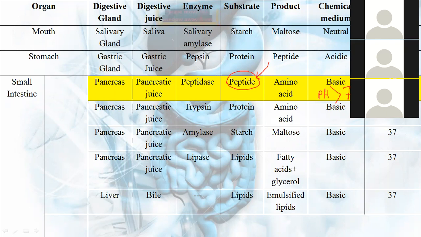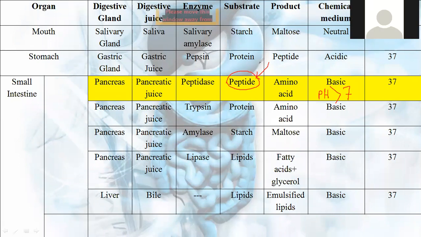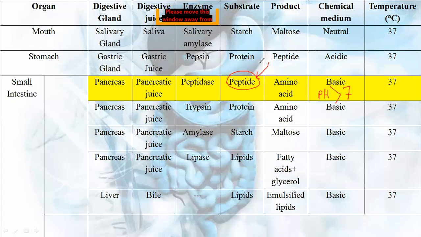Intermediate. What do you think about amino acids? Complex. Okay, great. Very good. What do you think about the peptide? Is it the complex, intermediate, or the simplest form of proteins? Yes, it's the simplest form.